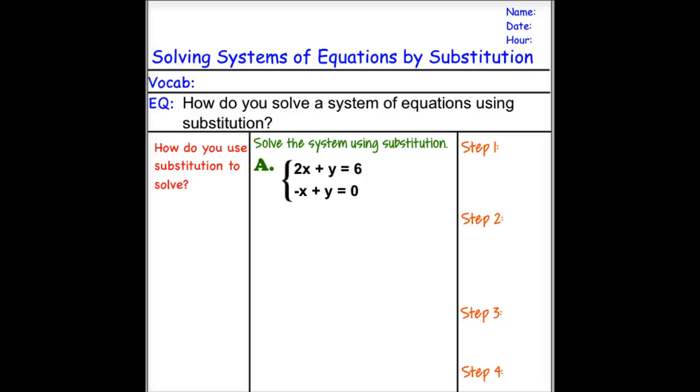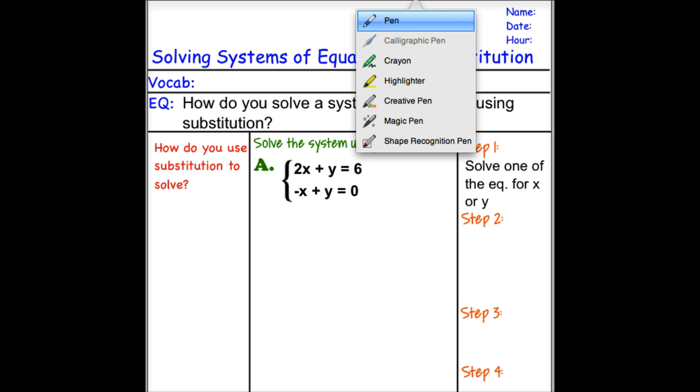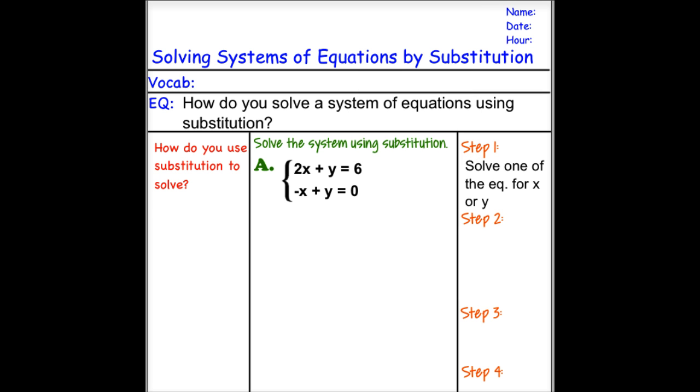Today we work with solving systems of equations by the method of substitution. Looking at this first system, 2x plus y equal to 6 and negative x plus y equal to 0, our first step is going to be to solve one of the equations for x or for y, whichever is of your choosing. Which equation you choose and which variable you choose is ultimately up to you, but when we look at a problem like this, sometimes one of them will lend itself a little bit better.